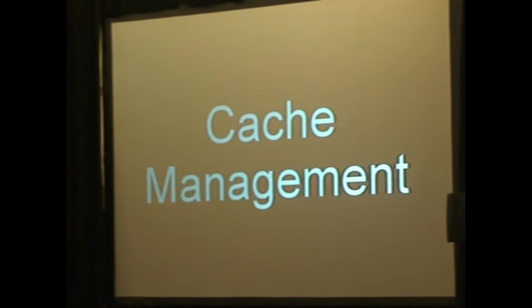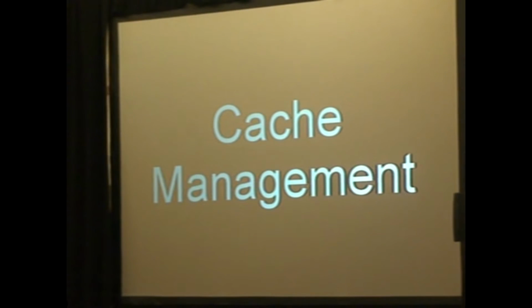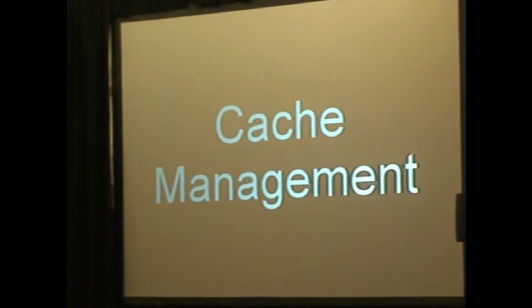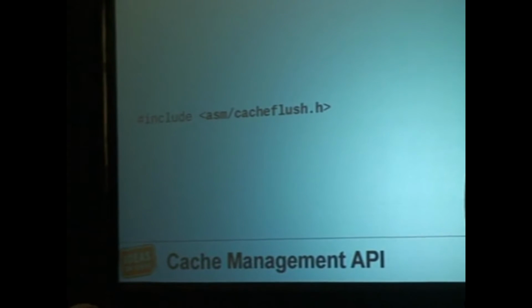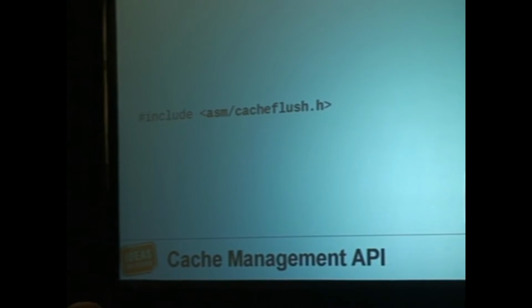So we have different kinds of memory mappings, and we know that we need to handle the cache for at least some of them. So we have APIs in the Linux kernel. There's a header that includes APIs for cache management, and especially for flushing the cache and making sure that data ends up in memory.